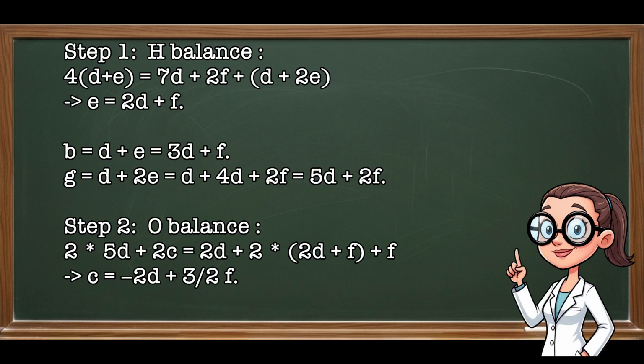Step 2. Use O balance. 2 times 5D plus 2C equals 2D plus 2 times (2D plus F). Thus, C equals minus 2D plus 3 halves times F.